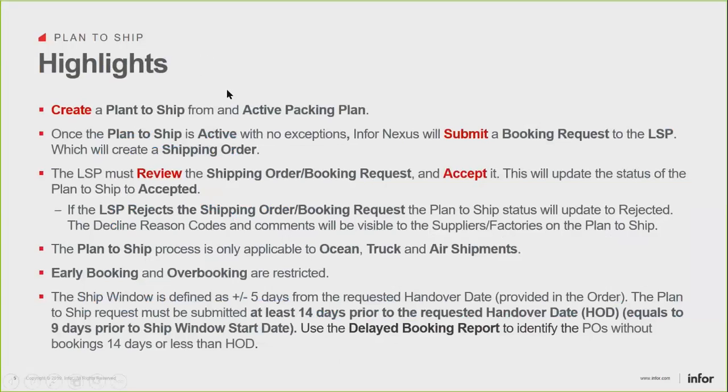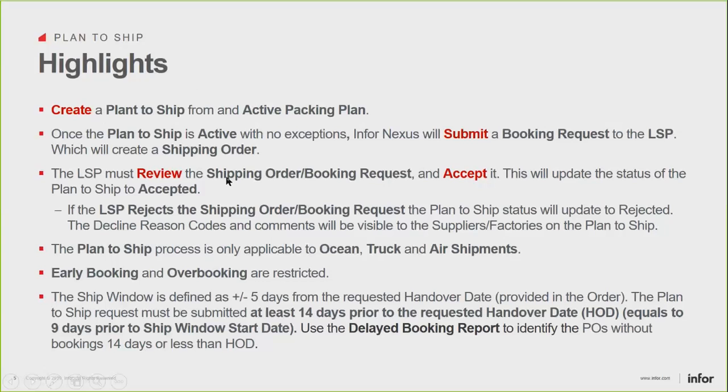Before we move on to the document creation, let's just go through the highlights of the plan to ship. A plan to ship is created based on active packing plans. Okay, so when the plan to ship becomes active without any exceptions, InfoNexus will trigger a booking request to ACS, which will create a shipping order for ACS to review.